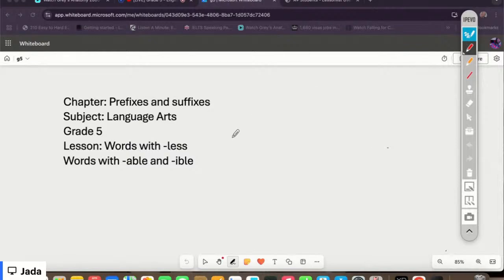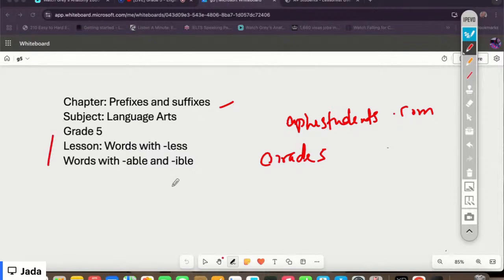Today we'll finish up our lesson on the prefix and suffix. Last week we had quite a number of lessons under it, and today we will finish up the last two. First you have to log in using aplusstudent.com. Click on your name, move on to Language Arts, Grade 5, and the chapter Prefix and Suffix. The lessons will be words with less, words with able and ible.